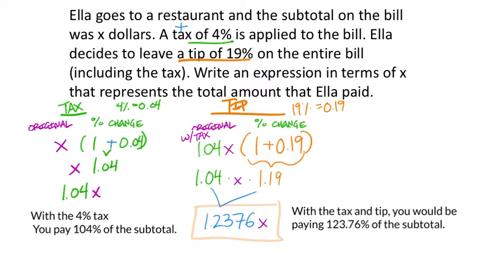Now, like I said, you can take a shortcut on this, right? So we know you're going to pay the original subtotal. In addition to that, you're going to pay the tax, which would be 104% of the subtotal. But then in addition to that, you're going to pay the tip of that much. So you could have just multiplied that by 1.19. If you were to put this in the calculator, you're going to get exactly the same value there.